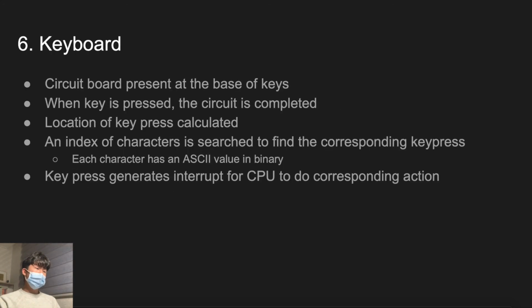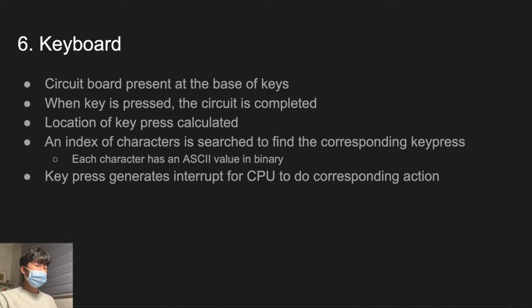For keyboards, there is a circuit board present at the base of keys, and when a key is pressed, the circuit is completed in that certain location under the key press. And that location of key press is calculated, and after calculation of that key press, an index of characters is searched in the computer to find the corresponding key press.